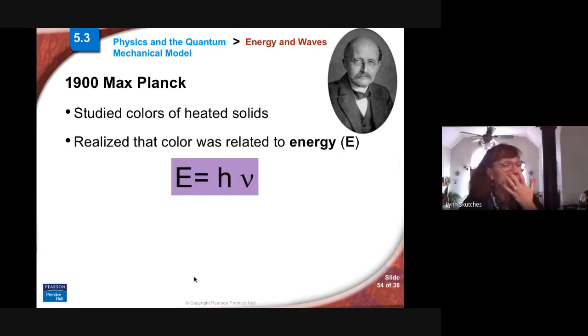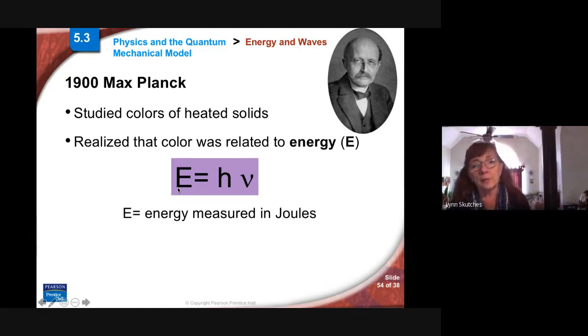And he came up with this equation, E equals h nu. It's not a v, that's nu, the Greek letter, lowercase n. An n for number of waves, right? Frequency is number of waves per second, hertz. This little h is a special little fudge factor. So E is for energy, just like in Einstein's equation, E equals mc squared.